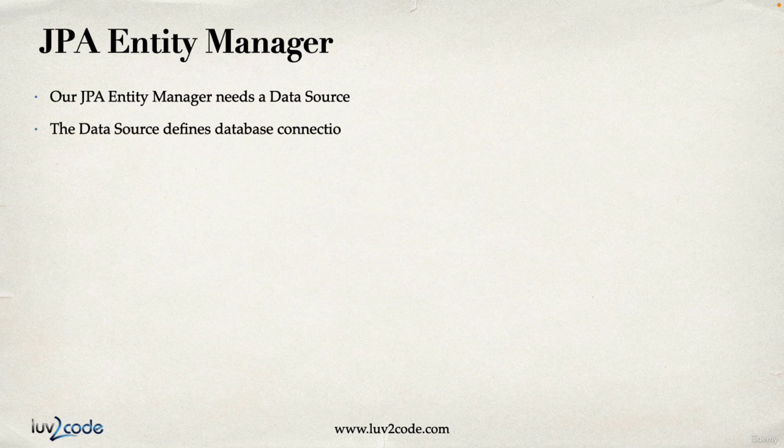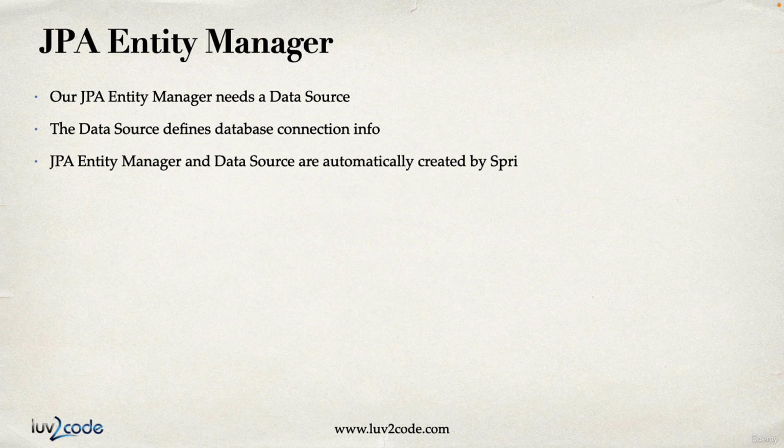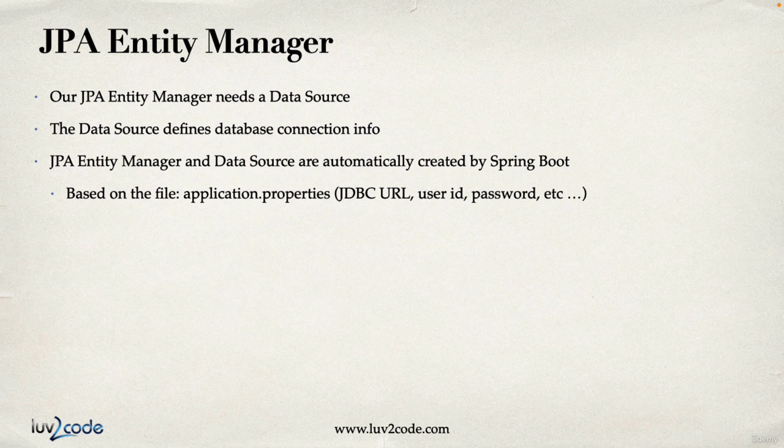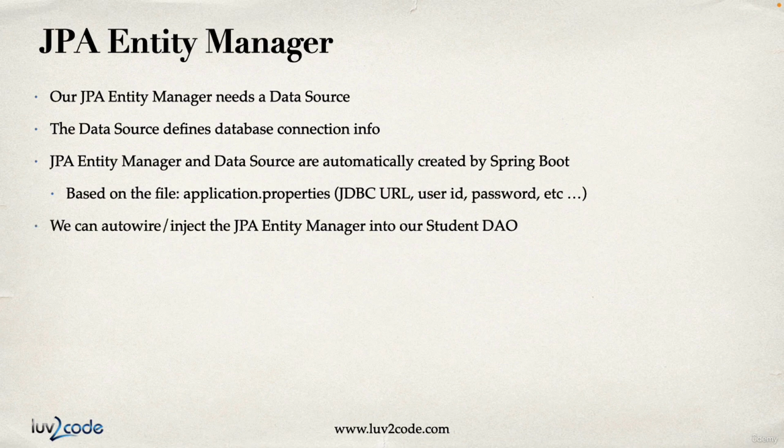Now, as far as the other supporting components, our JPA entity manager needs a data source. The data source basically defines the database connection information, and the JPA entity manager and the data source are automatically created by Spring Boot based on information from our Maven POM file and also information from our application.properties, such as the URL, user ID, and password. It'll actually connect to the database. And then we can auto wire or inject the JPA entity manager into our student DAO. And I'll show you the coding for that in a second.